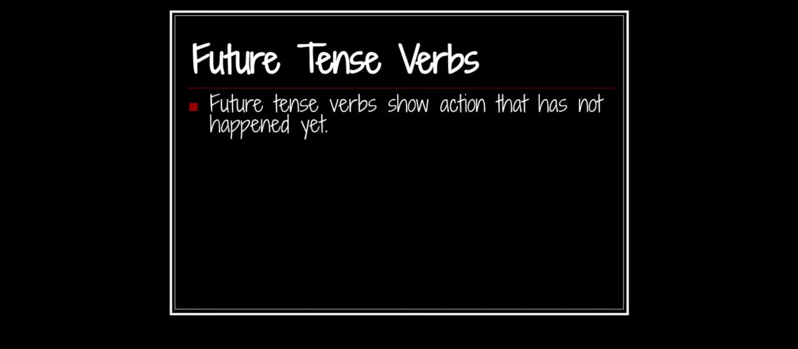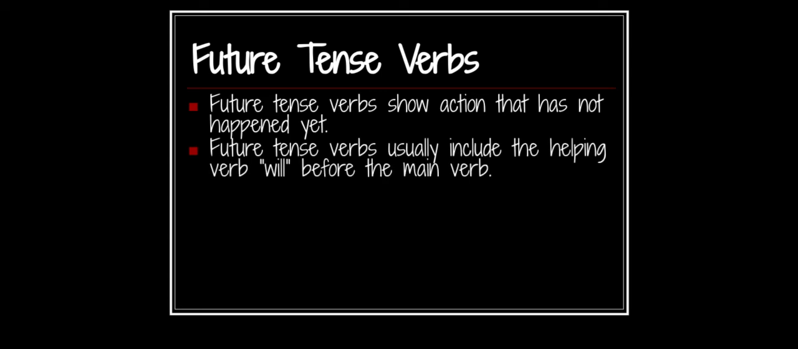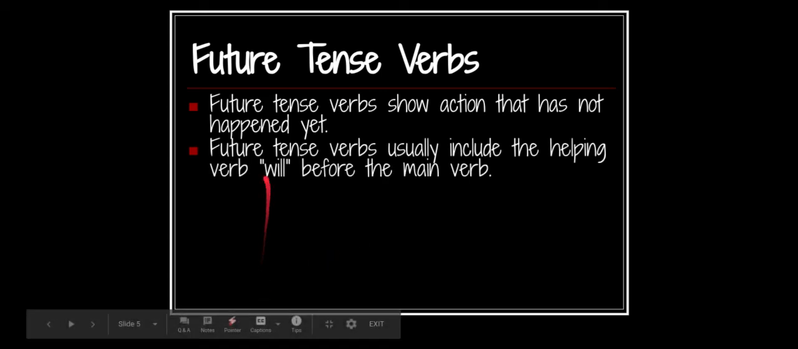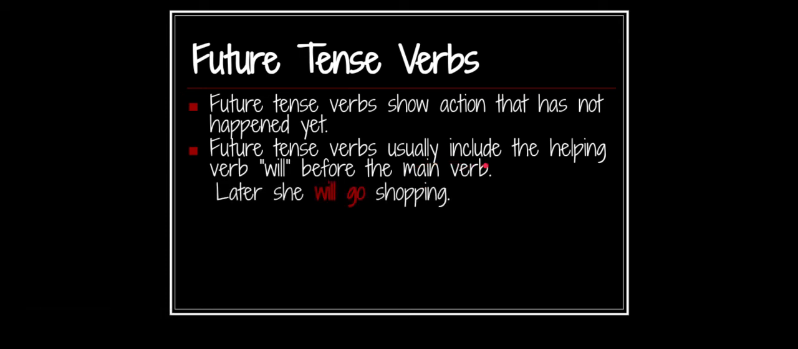Future tense verbs. Future tense verbs show action that has not happened yet, but it will happen in the future. Future tense verbs usually include the helping verb will before the main verb. Example, later, she will go shopping. Because if you read that, later, she goes shopping, it doesn't quite make sense. It doesn't sound right, okay? But if you add will, later she will go shopping, then that is future tense.